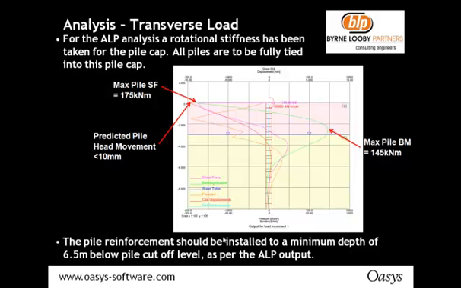And if you just look as you go down the pile, if you look at what's going on at around minus 6.5 meters, as you can see, the values are coming right down there. So the pile reinforcement should be installed to a minimum depth of 6.5 meters below the pile cutoff level, as per the Alp output.